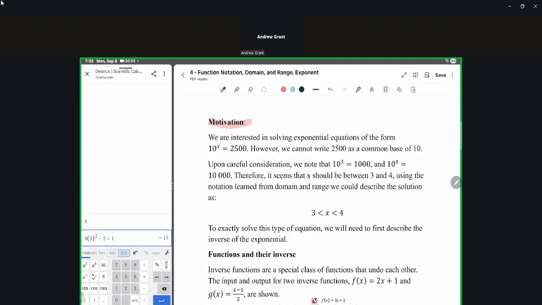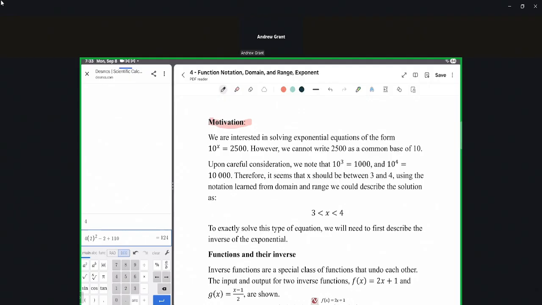We are interested in solving exponential equations of the form 10 to the power of x equals 2500. However, we cannot write 2500 as a power of base 10 easily. It's worth noting that 10 to the power of 3 is 1,000, and 10 to the power of 4 is 10,000. So it seems that the answer should be between 3 and 4, right?